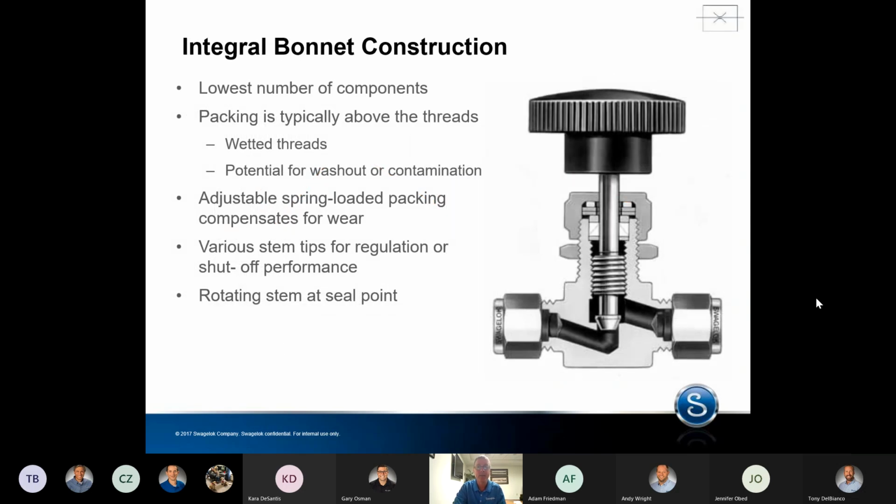The integral bonnet is the most compact with the least number of components. The bonnet is an integral part of the valve body, and the packing is typically above the threads, which means the threads are wetted. There's potential for washout or contamination of the thread lubricant. Spring-loaded packing can be adjusted with a packing nut to compensate for packing wear. And it has a rotating stem, so the stem tip is rotating at the seal point. That can lead to seal wear over time. There's a variety of stem tips depending on whether you're using a valve to regulate flow or for on-off service.